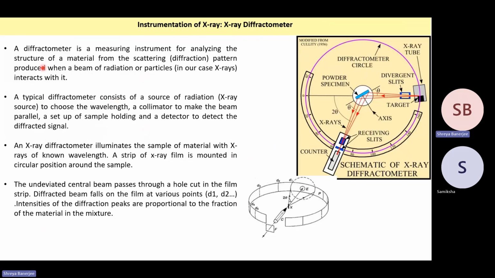This is the basic schematic of the entire diffraction machine, where you have the X-ray tube which produces the X-ray. There is a focusing mirror, and there is a place where the specimen is placed in the goniometer. The X-rays will hit the specimen, get diffracted, and then reach the detector. So this is the basic schematic of the entire X-ray instrument.